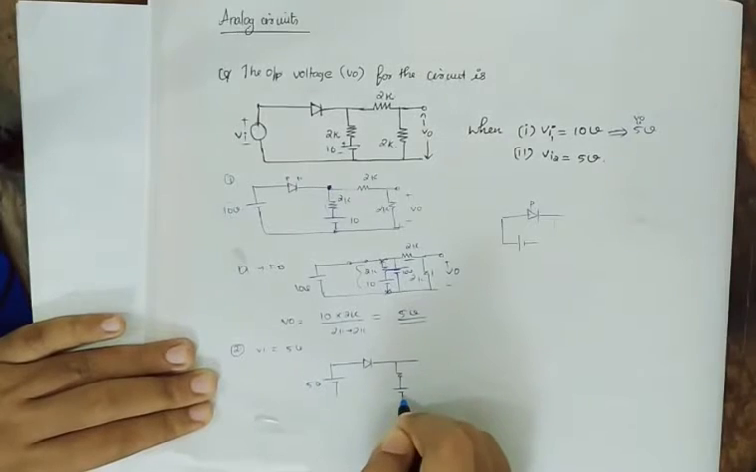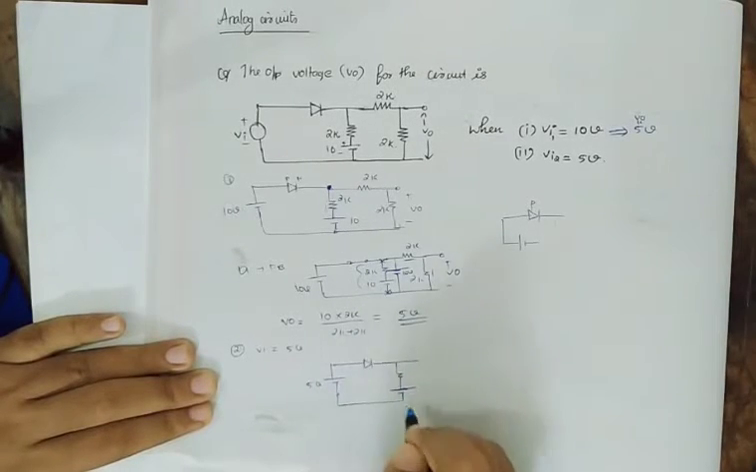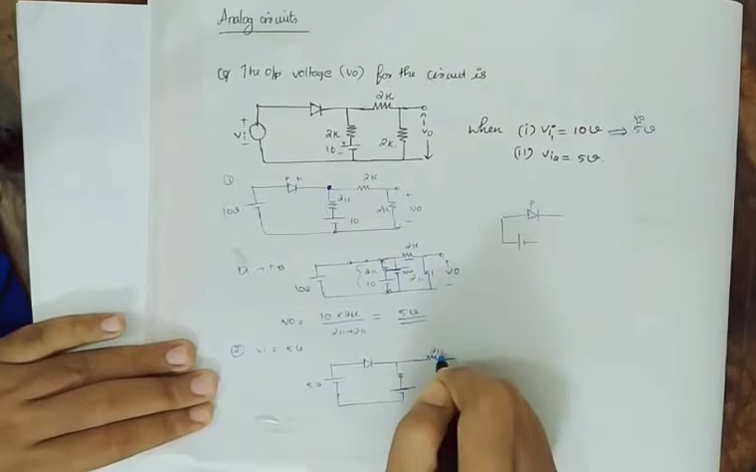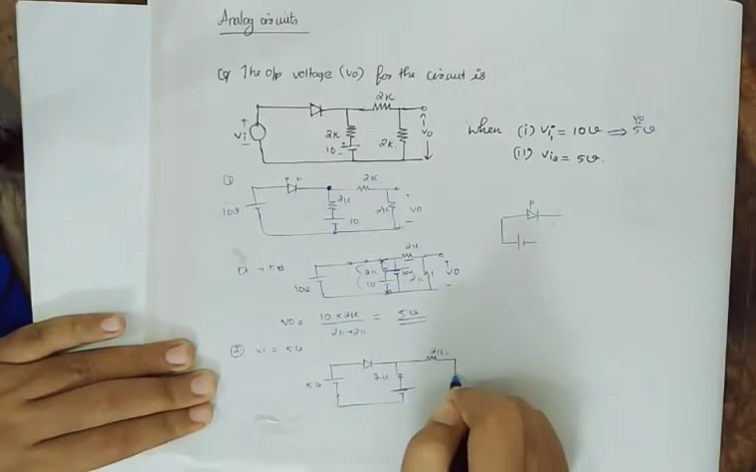Whenever these kind of questions come, please see if the diode is forward biased or reverse biased first, and then proceed to do the questions. Okay.